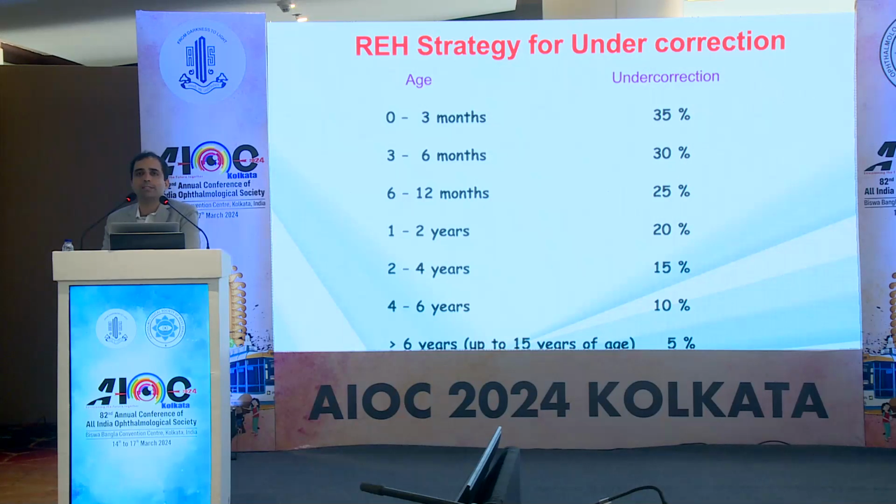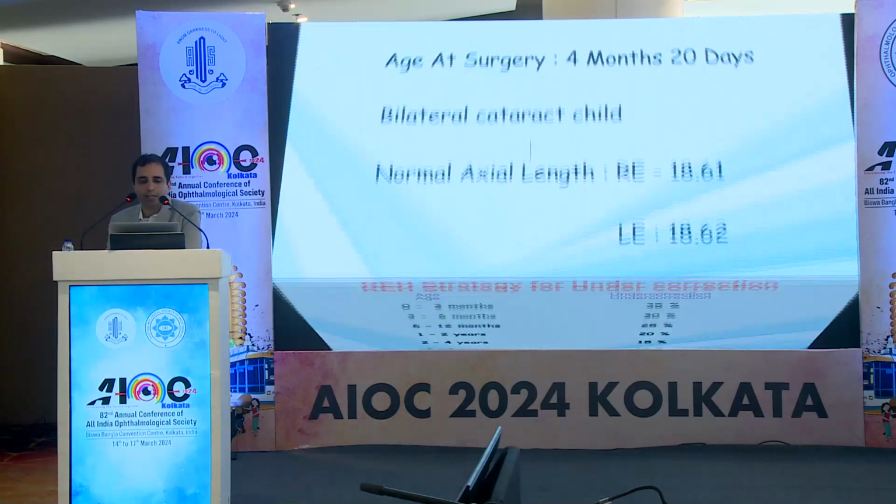We've developed our own strategy with our own database, and this is something that we follow, that for very young children less than 6 months we undercorrect by 30 to 35%, and as they grow older we tend to undercorrect them lesser and lesser, and anything more than 6 or 7 years we hardly undercorrect them.